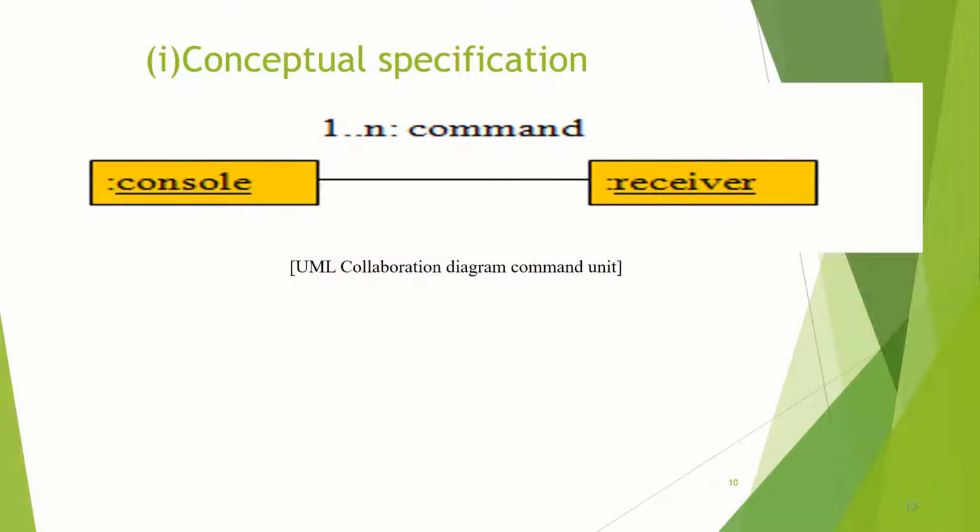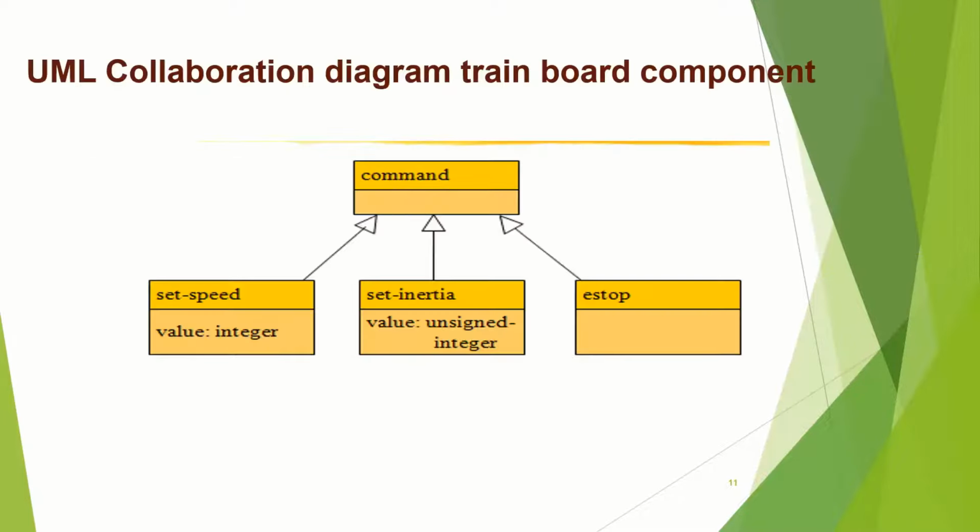Coming to the conceptual specification, the figure shows the UML collaboration diagram. The command unit, which is nothing but the console, and the receiver are represented as objects. The console sends a sequence of packets to the train's receiver. The console sends all the messages as 1 to n, and those messages are carried over the track. This is the UML collaboration for the train board component.